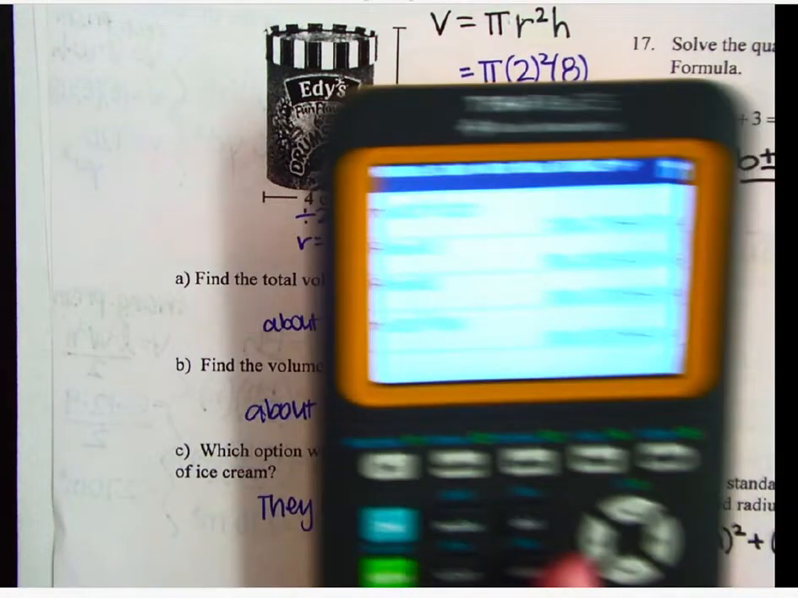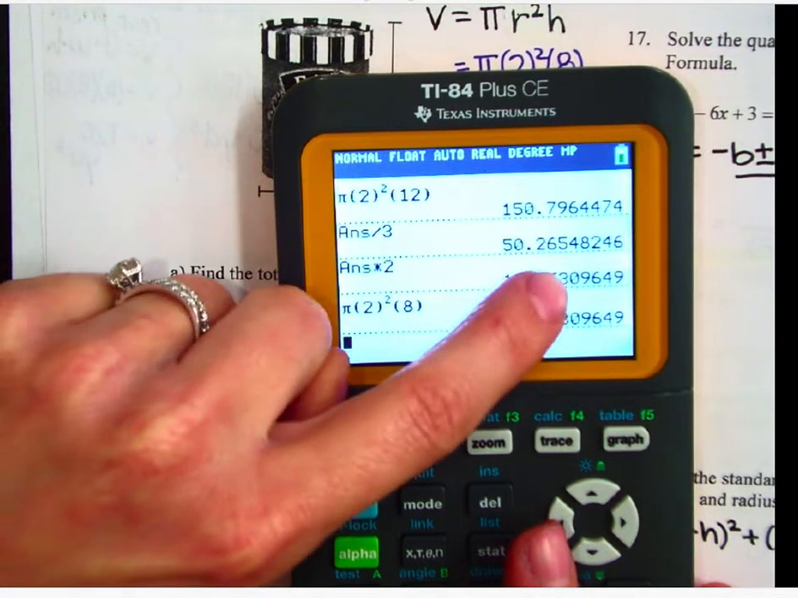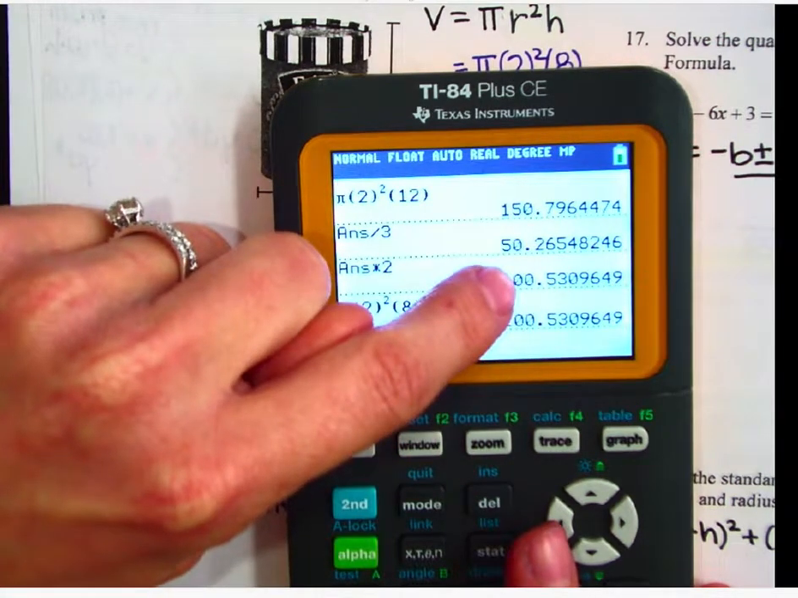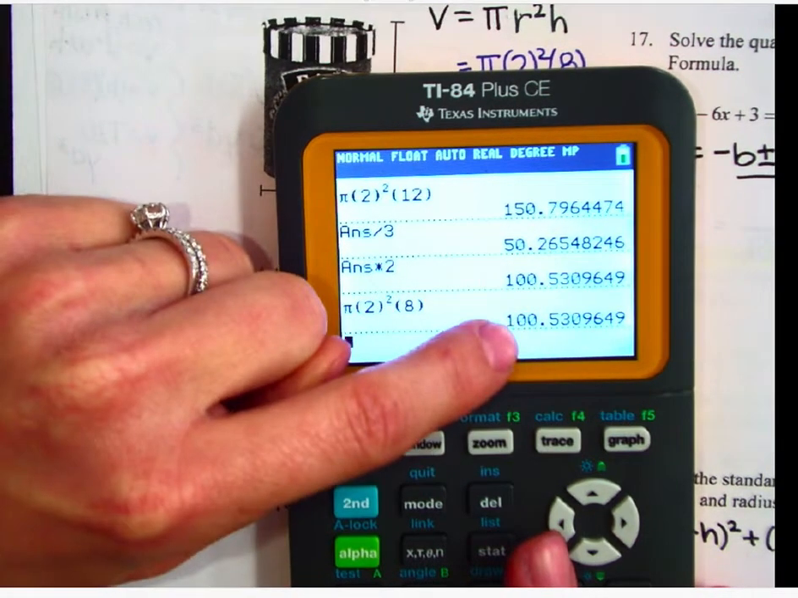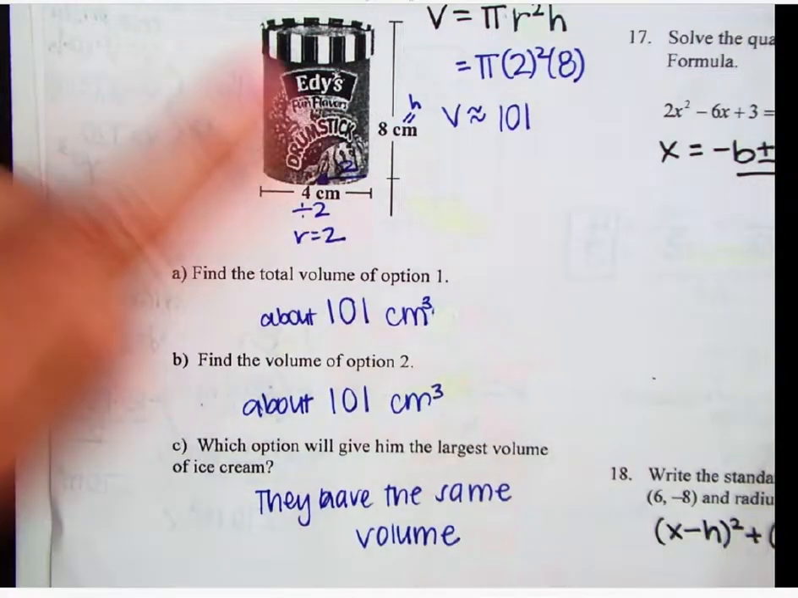Okay, and then you can even see them in the calculator. They're exactly the same from what I got with the cones versus the cylinder.